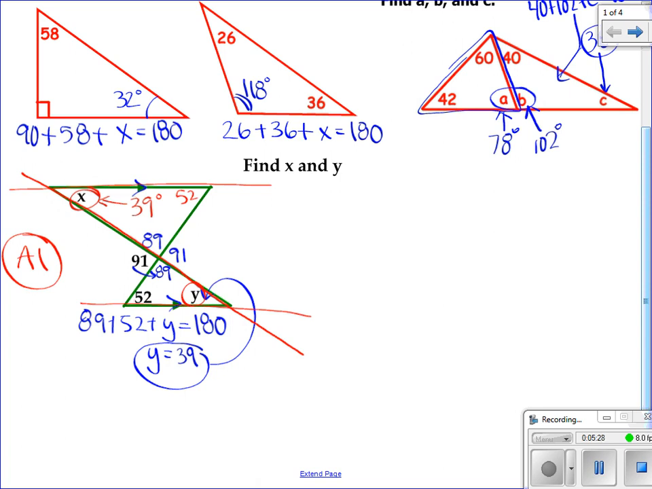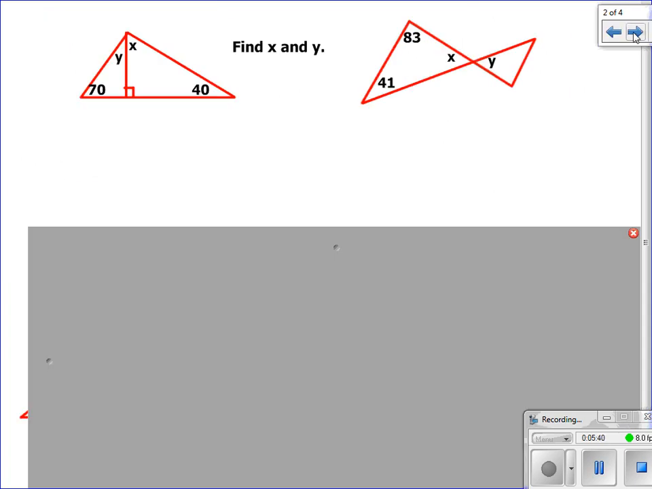Okay, so we're putting a lot of things together, but all things that you've seen before. Remember that all the angles of a triangle add up to 180. All right, so let's do two more, and then we'll learn something new. Really quickly, these ones you should be able to do in your head. Right here, we know two of the angles, right? We know 90 and 70, so the last one would be 20. The other one is a right triangle as well. We know 90 and 40. It's 50.